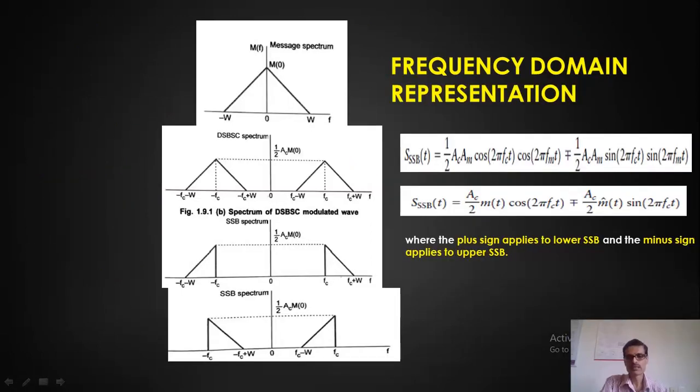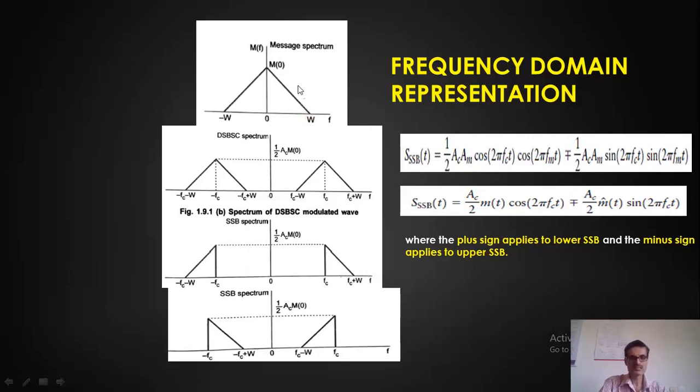Okay, now we will understand the frequency domain representation of an SSB signal, that is, the frequency spectrum of the signal, along with the equation for SSB in the time domain. Now, just look at this representation. This is a message signal. This is the spectrum of the message signal, which has a bandwidth of W hertz. That means it extends from 0 to the highest frequency of W hertz.